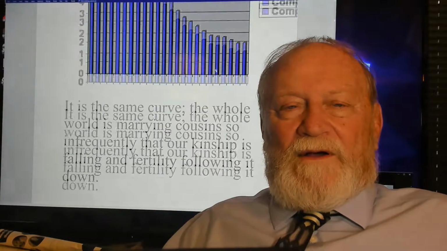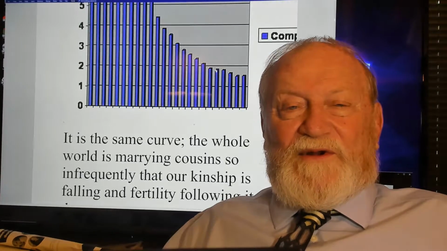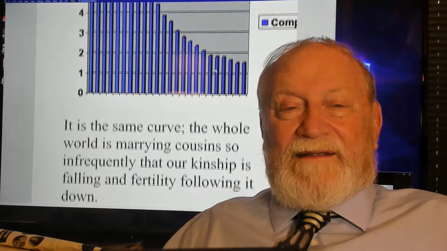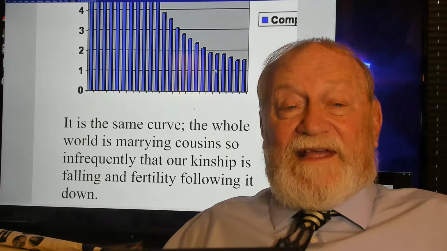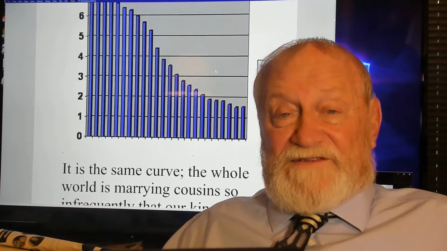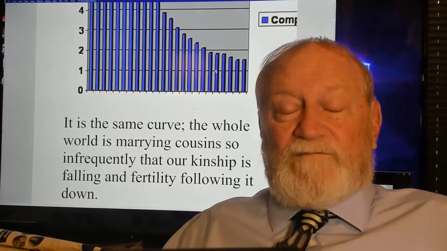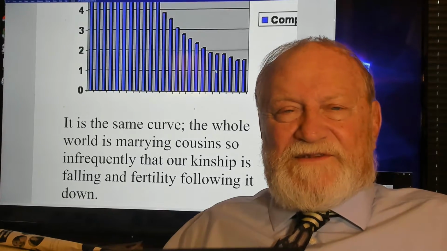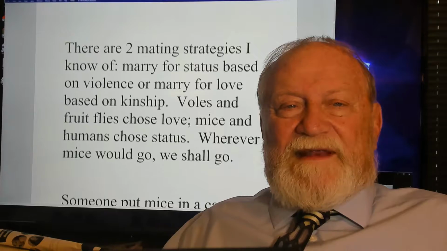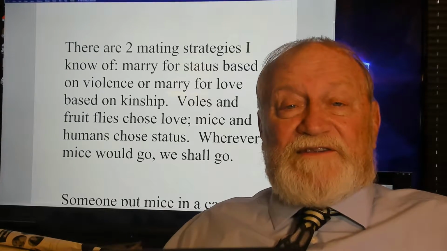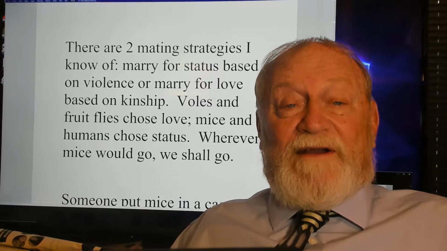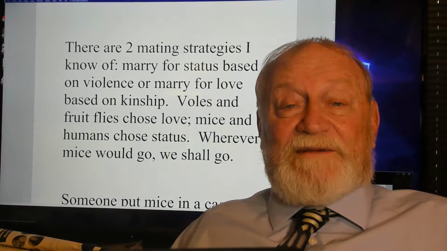Okay, what's happened is the whole world is marrying cousins so infrequently. Our kinship is following, and fertility is following it right on down. All of us, everyone in the world. Well, exceptions are statistically invisible. Two mating strategies I know of is you can marry for status, which is based on violence, or marry for love, which is based on kinship.